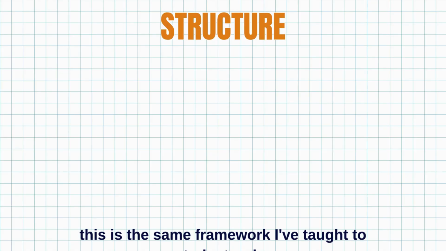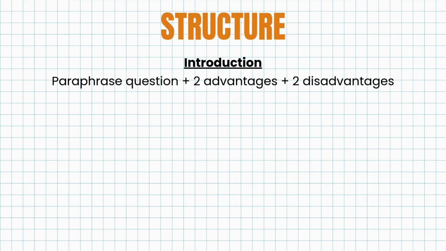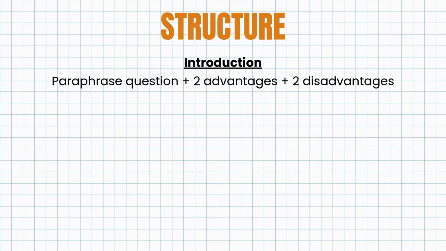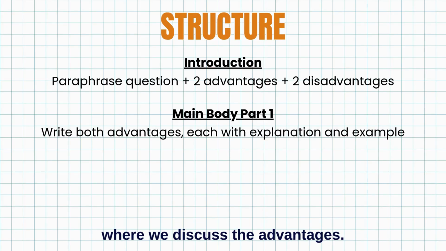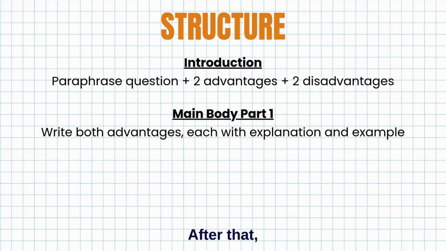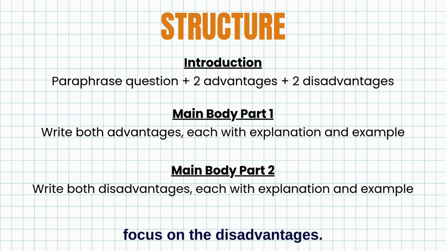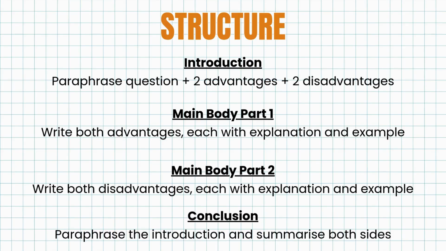And yes, this is the same framework I've taught to students who scored Band 8 and above. It's simple, it's logical, and it works. Just follow these 4 parts. First, we start with a clear introduction. Then, we write main body paragraph 1, where we discuss the advantages. After that, we move to main body paragraph 2 and focus on the disadvantages. And finally, we finish with a short and balanced conclusion.